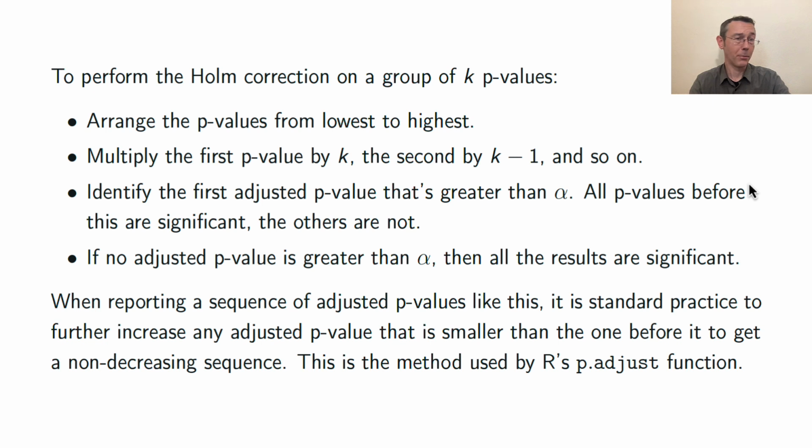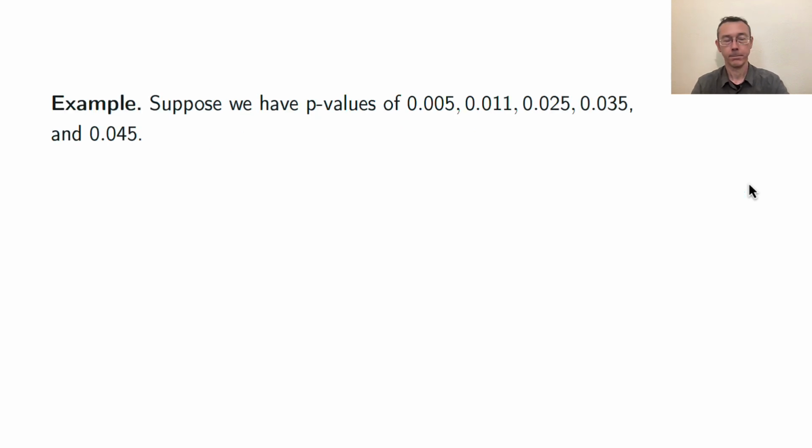Now I'm going to do an example on this on the next slide, so that'll make it perfectly clear if this explanation isn't already. The last thing I want to say before I do that is that when you're reporting the p-values for this sequence of tests, it's standard practice to further adjust the p-values so that you get a non-decreasing sequence, so that each p-value is no smaller than the one that came before. That's the way that R's p.adjust function works. I'm going to show that function off in just a minute.